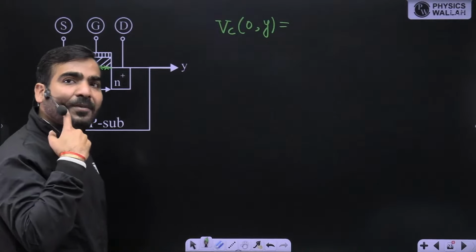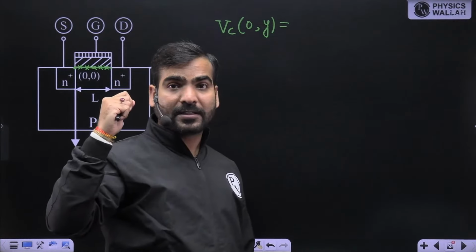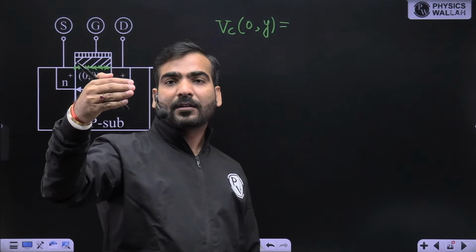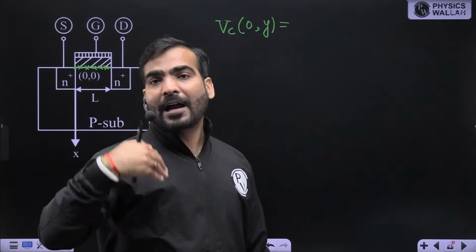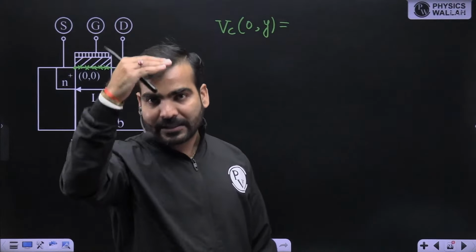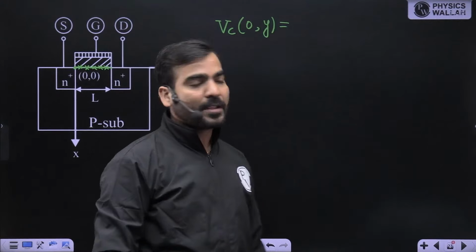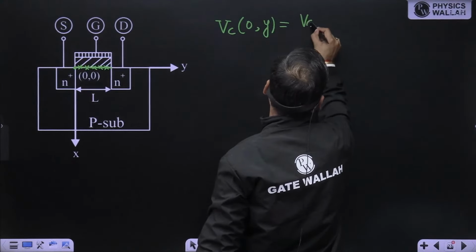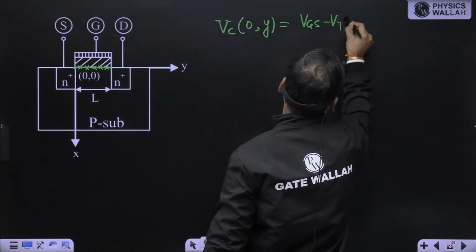At the surface, what is the potential because of the gate voltage? VGS minus VT. If the gate voltage is more than VT, the remaining potential, the extra beyond VT that we are applying, is going to appear at the surface of the channel. So VC at X equals 0, or at the surface, because of the gate voltage is VGS minus VT.